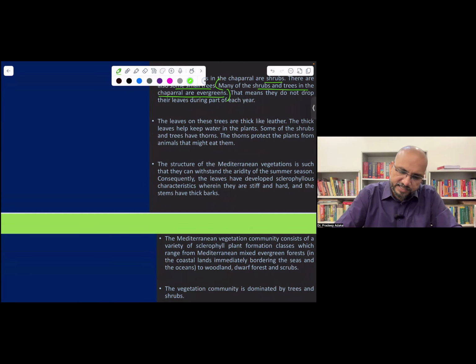So leaves on these trees are thick like leather. Now obviously deciduous trees, why do they drop their leaves? To prevent transpiration, right? To prevent the water loss.